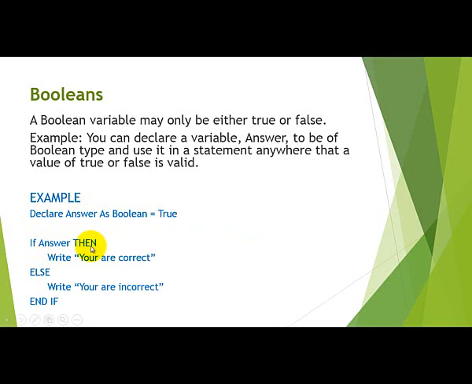Then if answer, you'll notice there's no comparison here because answer in this case would equal true. All we're looking for in our condition in our if statement, or any other conditions for that matter, is for them to equal true or false. And since answer equals true, we're going to write you are correct. So those are Boolean values. You can use them however you see fit.